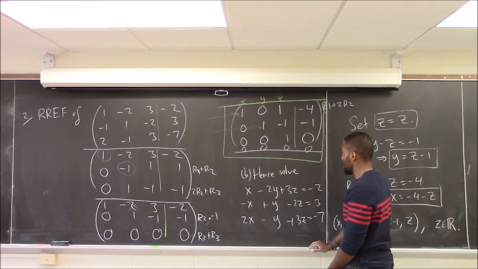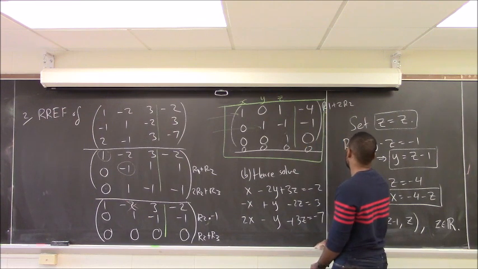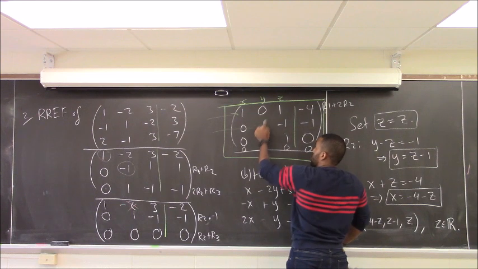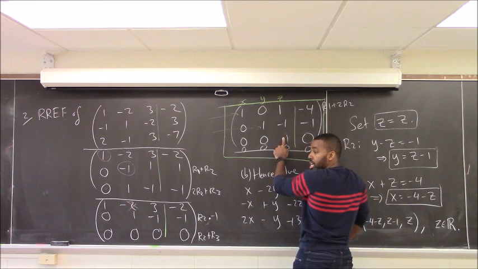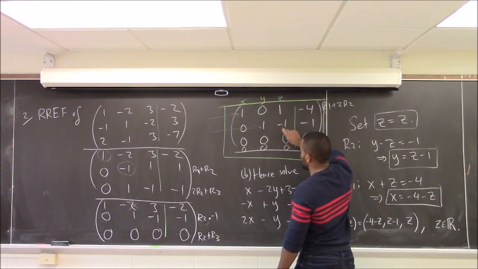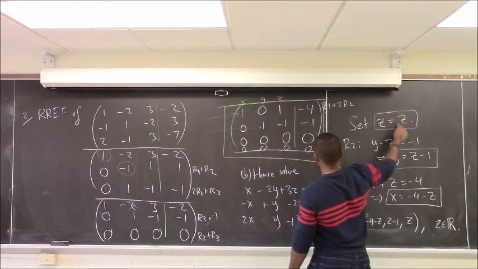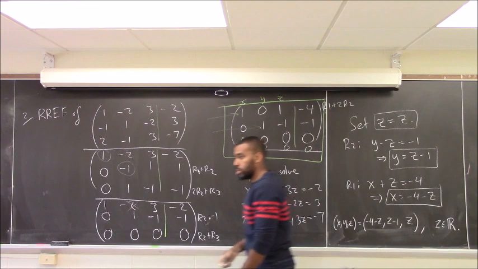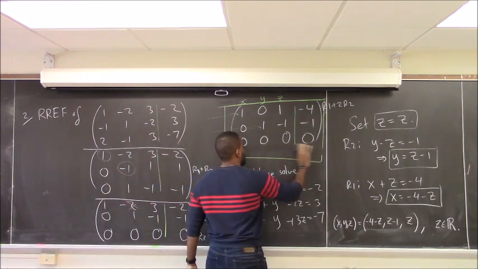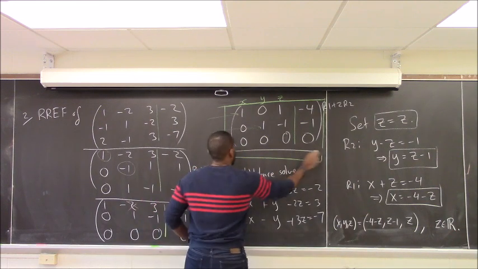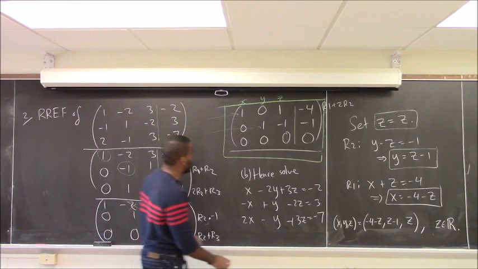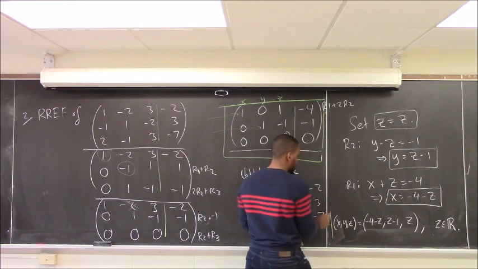So to determine whether you should have a free variable or not, you just check for each variable: does each variable have a pivot in its column? If the answer is yes, it's a unique solution. If the answer is no, then whichever variable does not have one gets to be the free variable. So that's how you want to do it. So that's the answer to problem 2B.